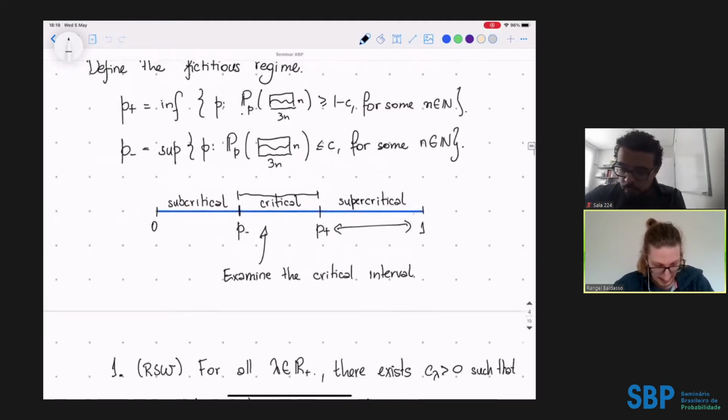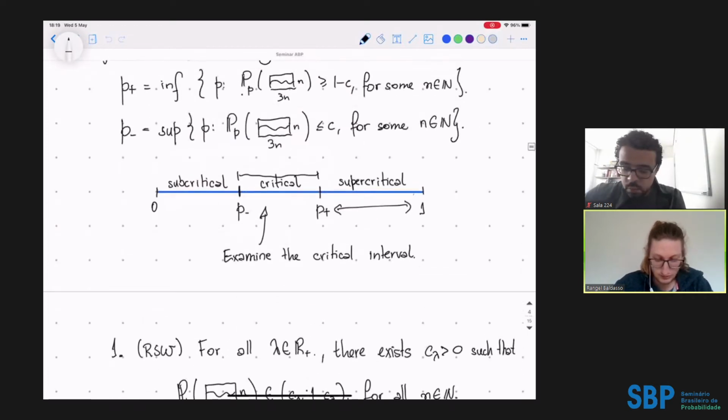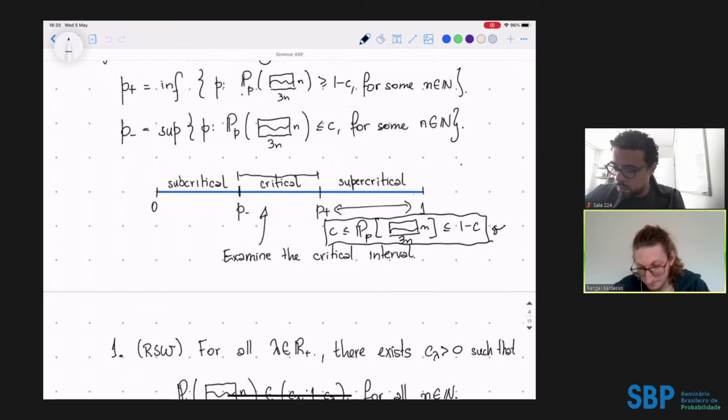Okay, so from now on, what we want to do is to study this critical regime, this critical interval. And the property that we know from this critical interval is that probabilities of crossing 3n by n boxes are bounded away from 0 and 1. So in this critical interval here, we have that this probability for 3n by n is at most 1 minus c and is at least c. So this is the central property.